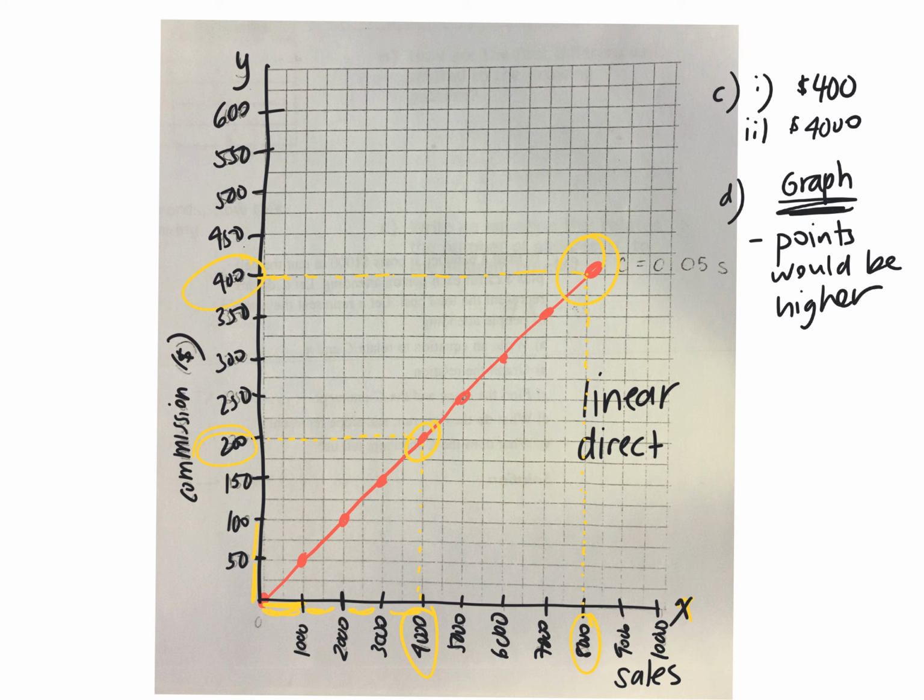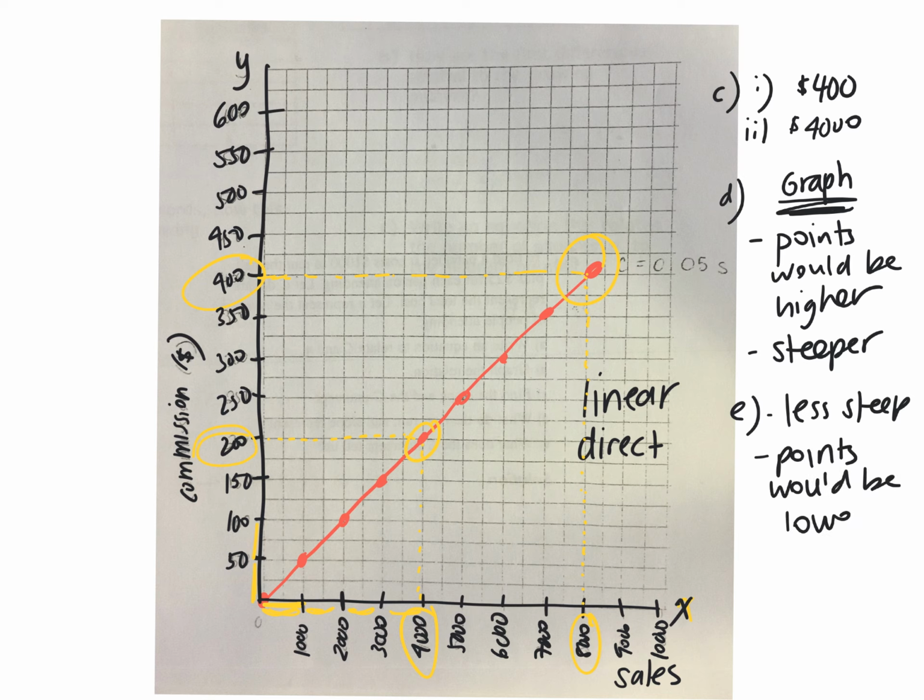And do you think the slope, the rate of change, would be steeper? Would it be a steeper graph or would it be less steep? It would be steeper. Excellent. So we'd say it would be steeper. If his commission decreased to 3%, how would the graph look then? It would be less steep. And the points would be higher or lower? Lower.